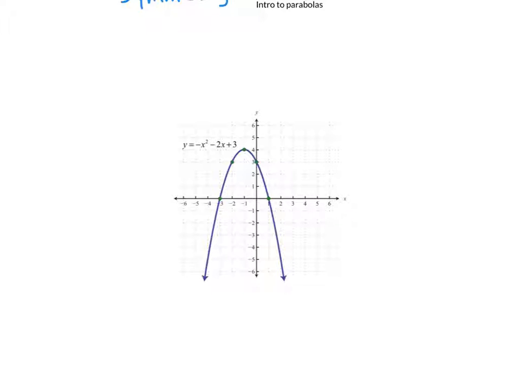And let's just start right from the same types of things that we were just looking at. So first of all, our orientation. This one's different. We have a frown face. It's an upside down parabola. So the orientation is down.